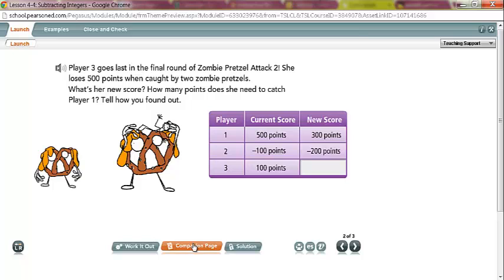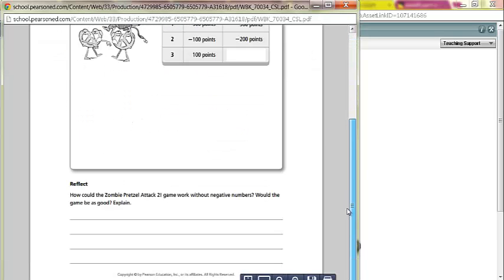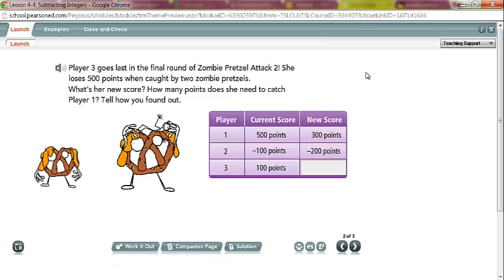Okay, so ladies and gentlemen, this is where you want to pull up your companion page, and you want to pause the video to work on this. Don't forget the reflection at the bottom. That's an important piece. All right, go ahead and pause.